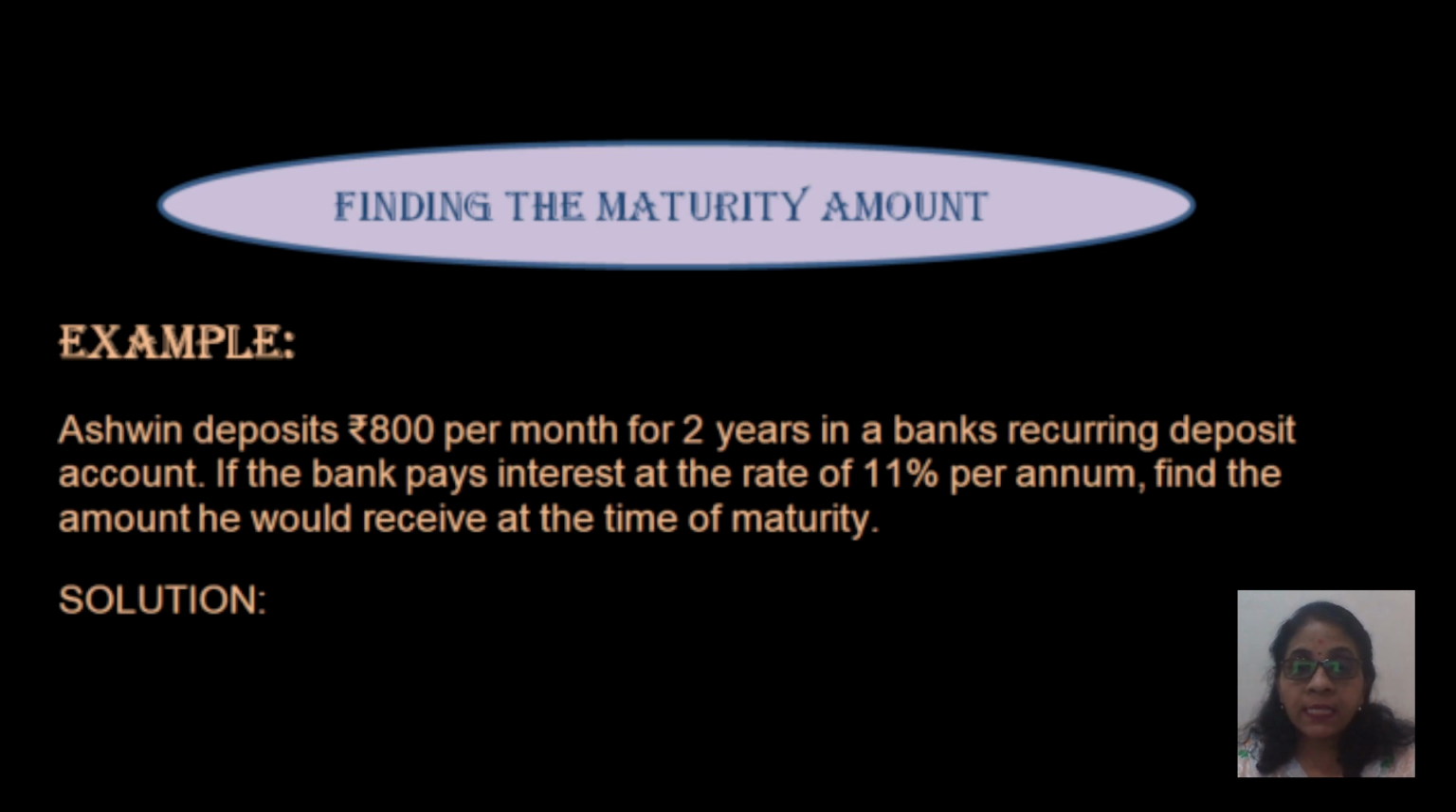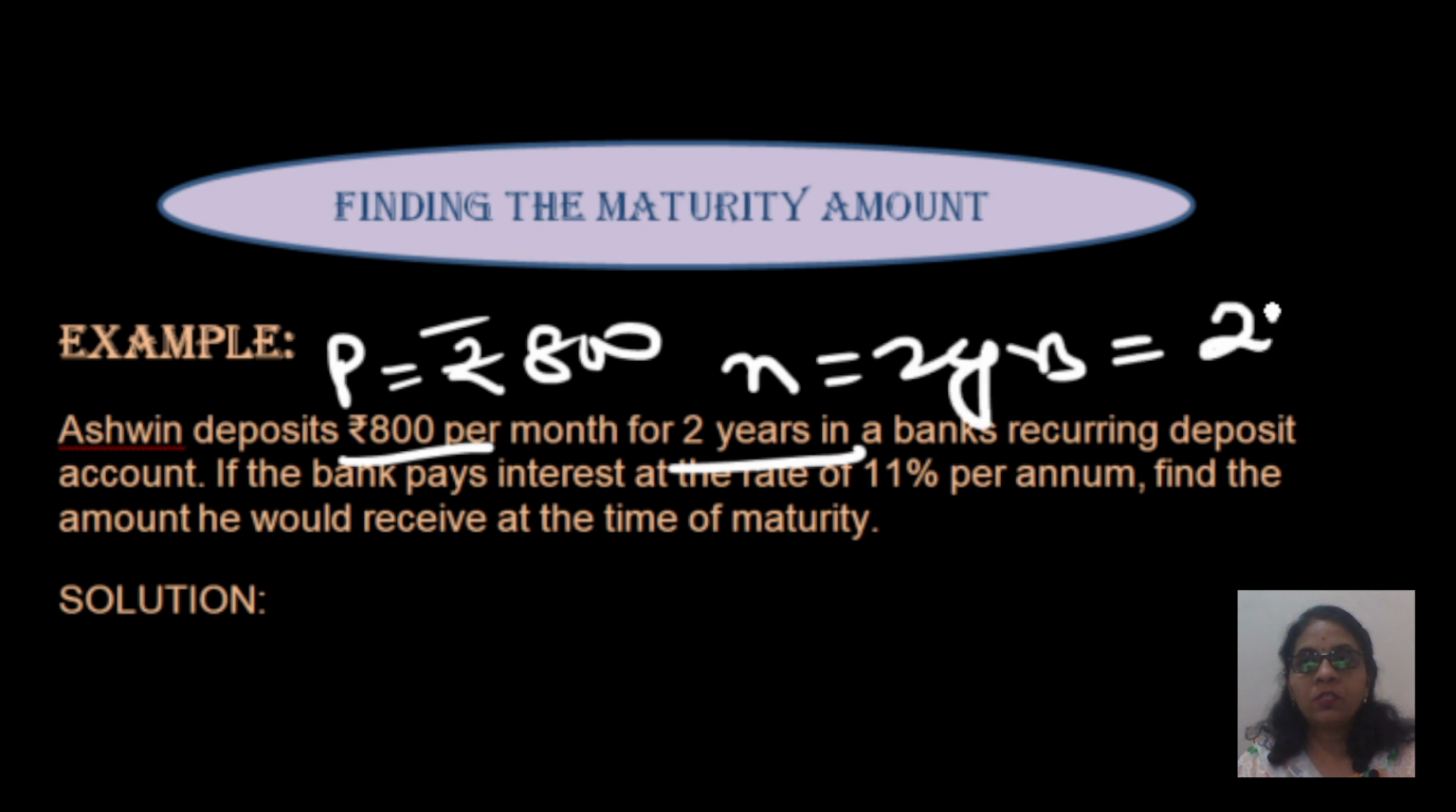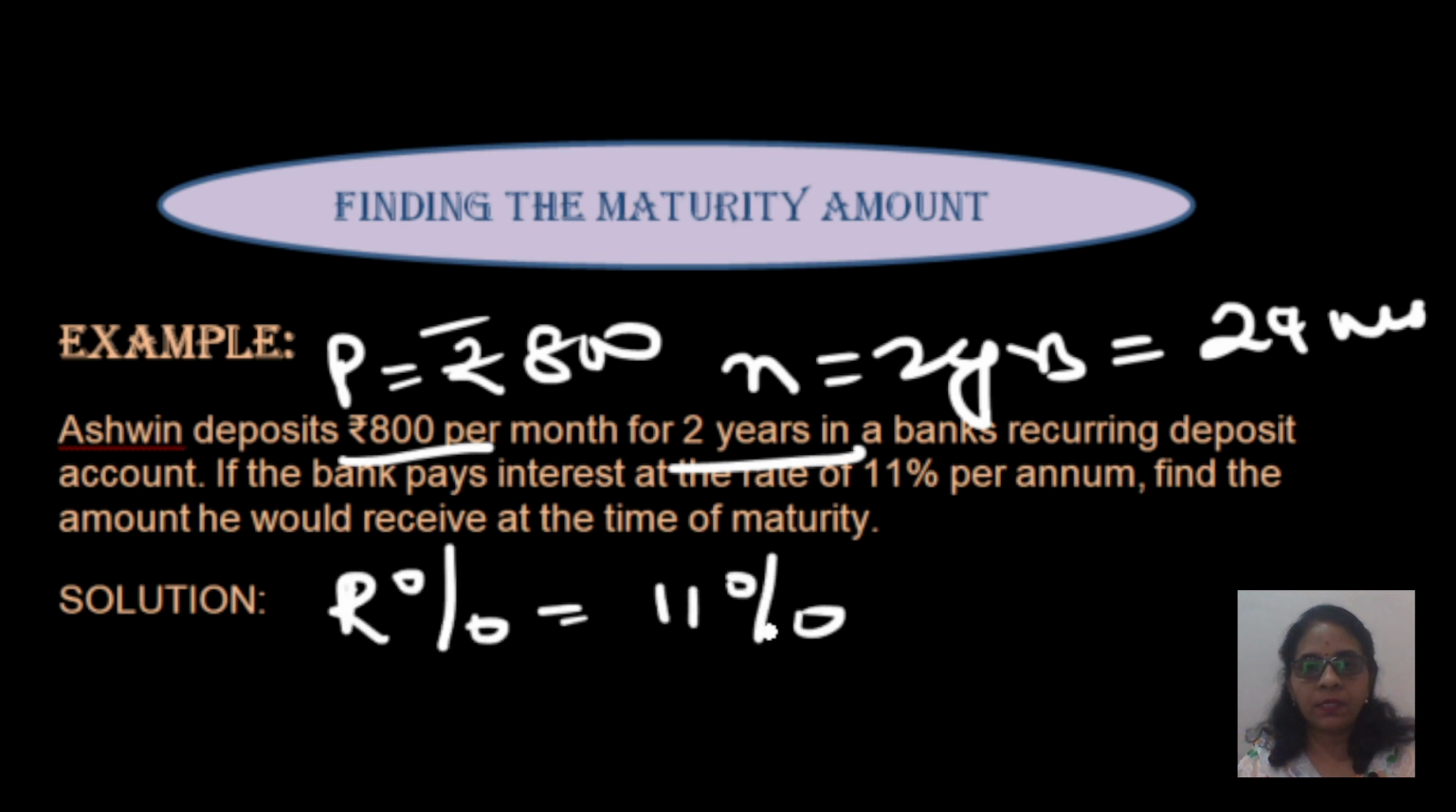If the bank pays interest at the rate of 11% per annum, what is the amount he would receive at the time of maturity? So, let us make note. What is this? 800. 800 is principal. N is equal to 2 years, which is 24 months, and the rate percent is 11%.